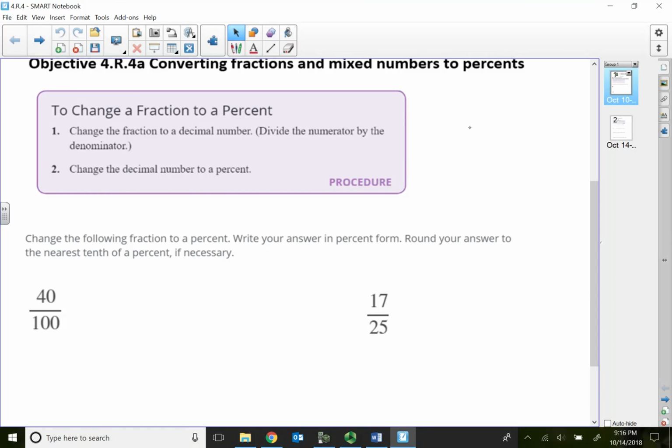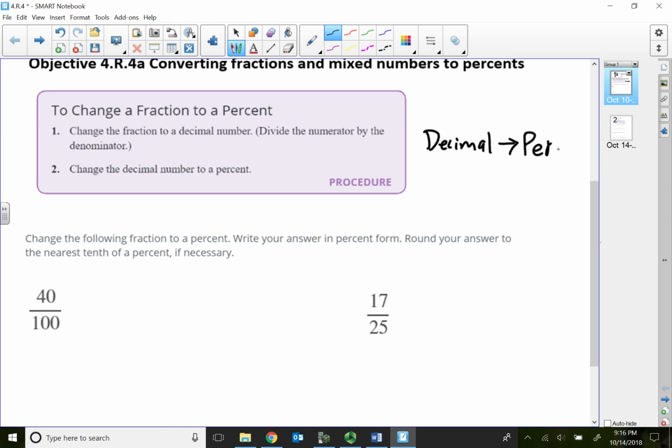What we had last time is turning a decimal into a percent. Now we're adding another type of problem, or another step, which is to start you off with a fraction. Last time we went from decimal to percent and from percent back to decimal. Now I can start off with a fraction and go to decimal and then to percent. And in a minute, we're going to go from percent back to decimal, back to fraction.